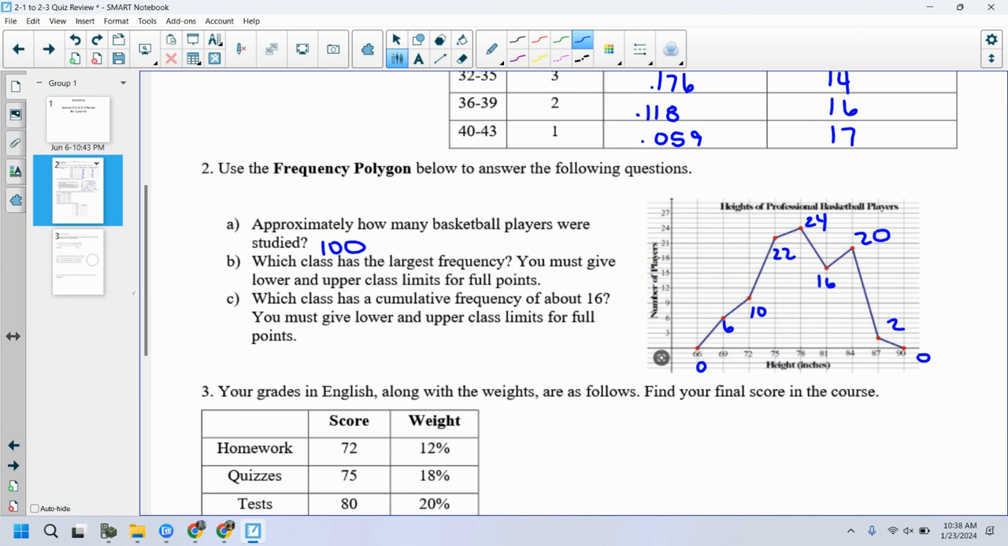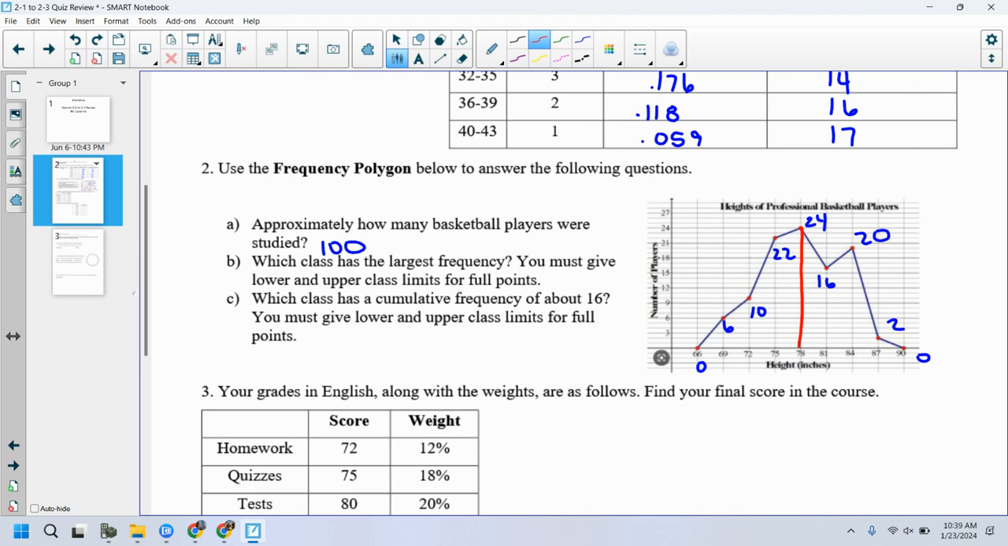Which class has the largest frequency? Please give the upper and lower class limits. Okay, it's pretty easy to see that this is this class, right? But what are my limits? Well, you can have a variety of different answers here, but here's the deal. You can't say like 78 to 81 or 75 to 78. You can't say that because 78 is the midpoint of the class with the highest frequency.